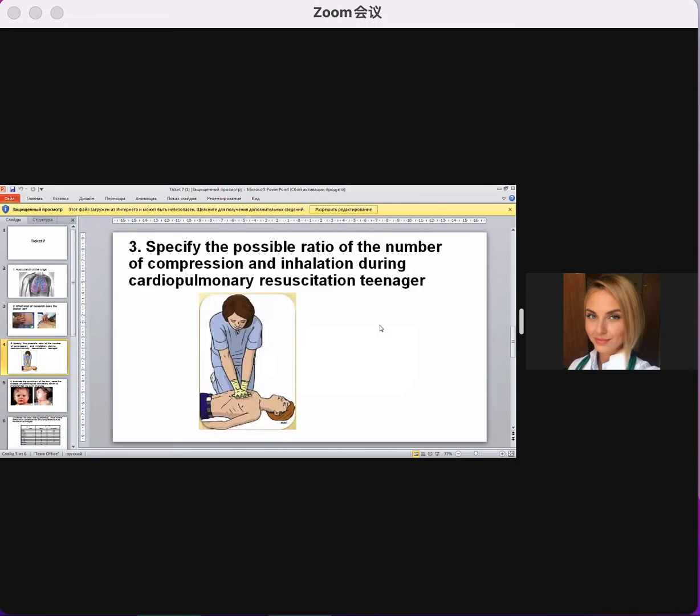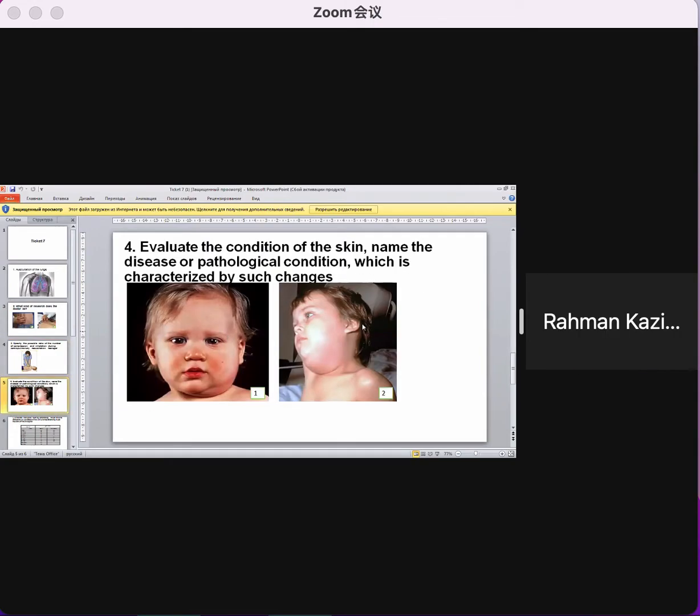Ratio in a teenager. Rapidly, teenager. 15 to 1. Yes, 2. Okay, this is mumps. Yes, mumps. And what gland is damaged? Parathyroid gland. Very good.